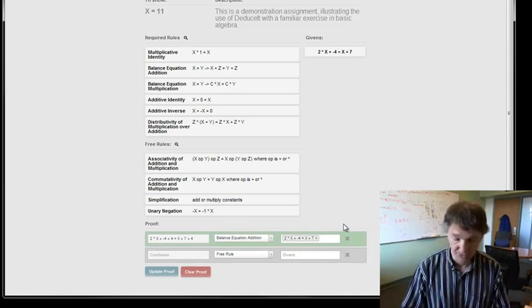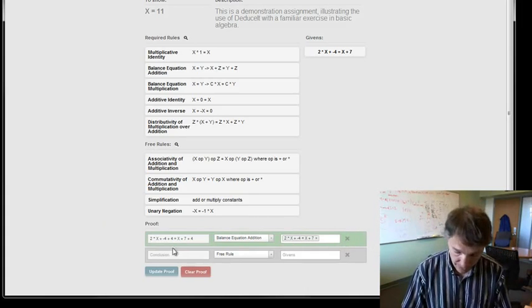Now, I should say there's not always advice available for every incorrect step, but if it is available, you can click on that and get some idea of what it is you might have done wrong. All right, so now let's go on. Let's take a look at this and see what we could do. Well, we could try to simplify the left-hand side here.